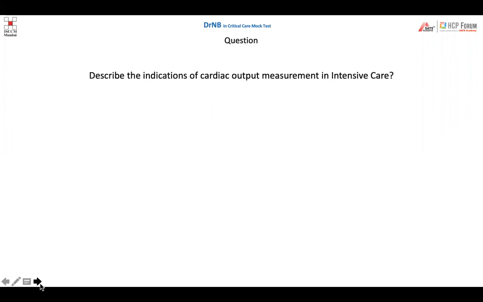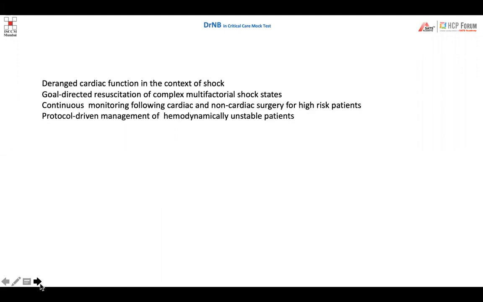Describe the indications of cardiac output monitoring in the ICU. So, cardiac output measurement in the ICU can be done in complex cases who have deranged cardiac function with shock. It could also be done in cases of multifactorial shock states where there are multiple causes for the shock, maybe a combination of cardiogenic, septic, and even obstructive shock. So, we are doing a goal-directed resuscitation.